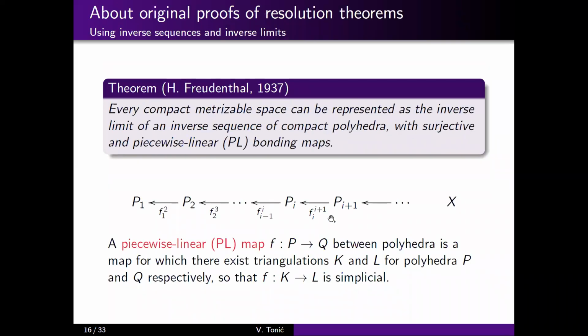Okay, so I'd like to tell you a little bit about original proofs of these resolution theorems, but first I would like to mention a couple of facts. These theorems, the four ones that I mentioned, but we will be particularly interested in the first three, they all start by representing your compact metrizable space as the limit of an inverse sequence, which is nice enough. The guarantee that you can do that is the Freudenthal theorem that I have mentioned here. Every compact metrizable space can be represented as the inverse limit of an inverse sequence of compact polyhedra with nice bonding maps. I could explain the nicety, but we really don't have to.